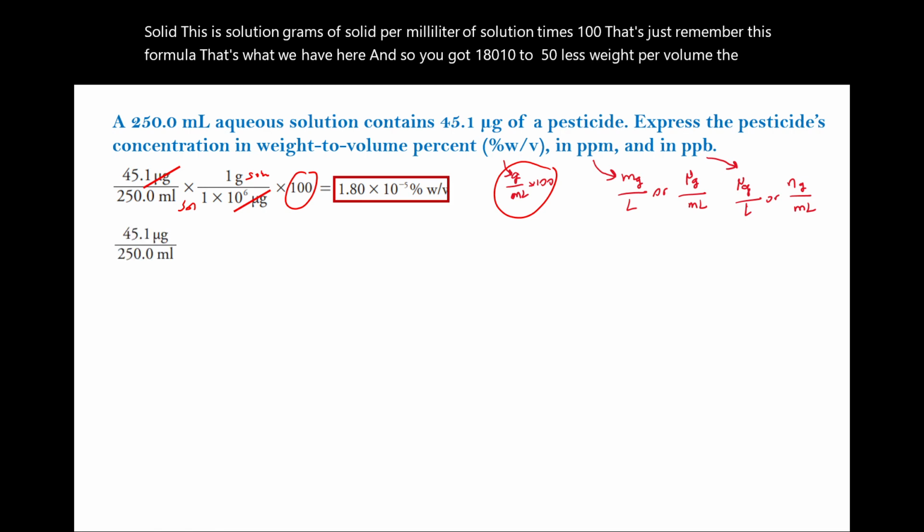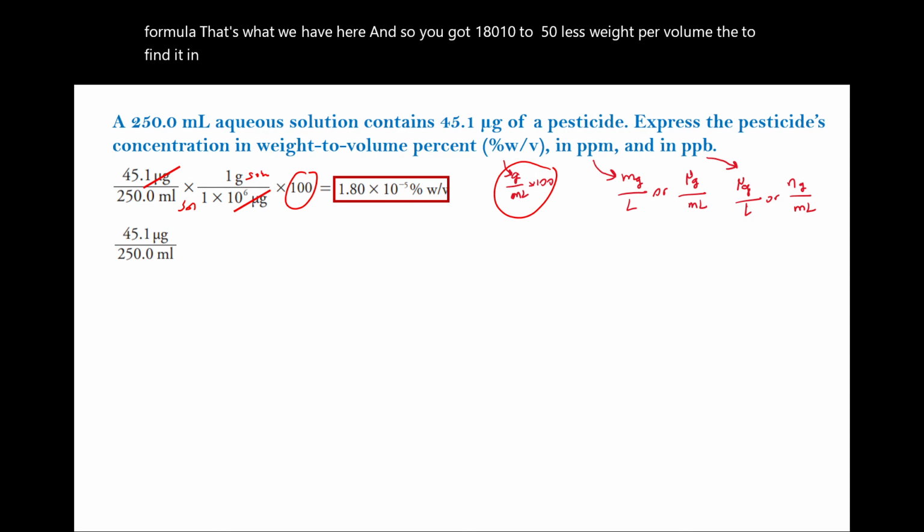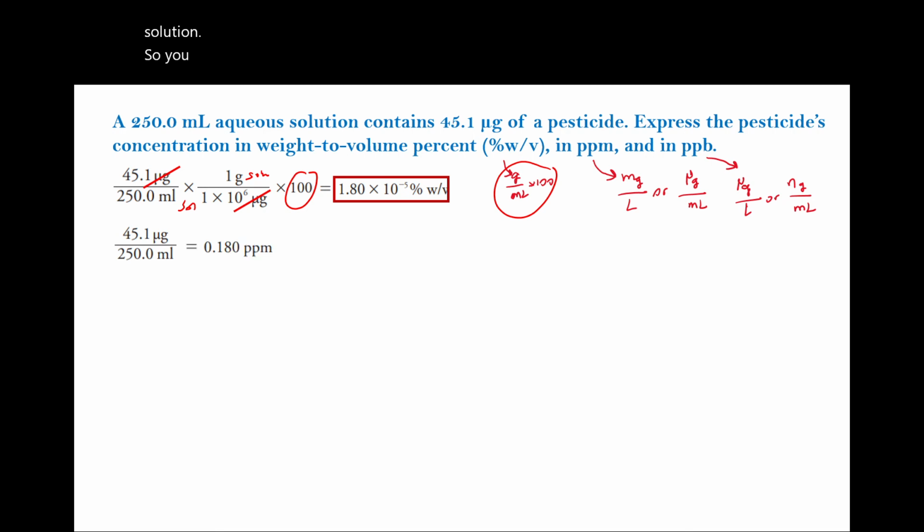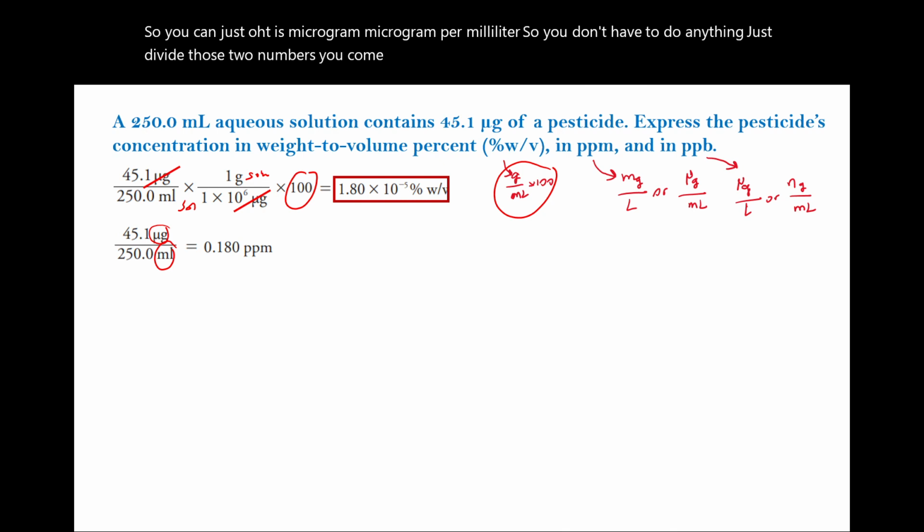To find it in parts per million, again, parts per million is milligrams of solid per liter of solution, or it is micrograms per milliliter. So you don't have to do anything, just divide those two numbers. You come up with the ppm, because micrograms per milliliter is also parts per million.